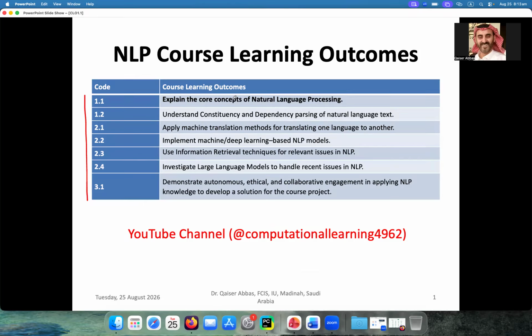And the first one is explain the core concepts of NLP. So in these core concepts, we will see what are the different terms and definitions that people are using normally for this course of NLP. And then we will move on to constituency and dependency parsing. I have skipped some of the chapters about n-gram language model, some statistical model.